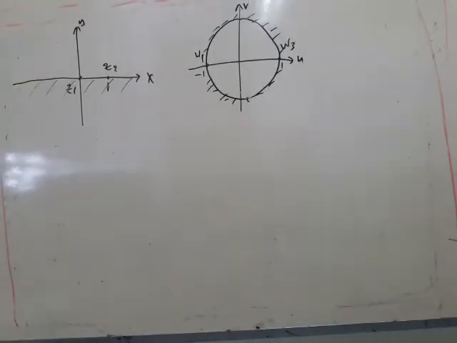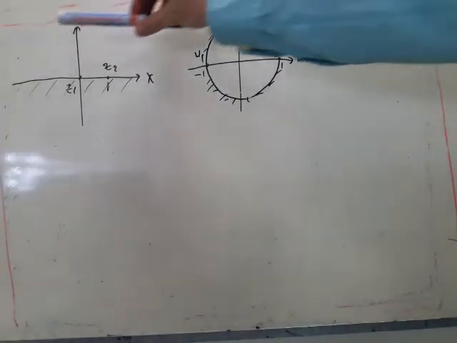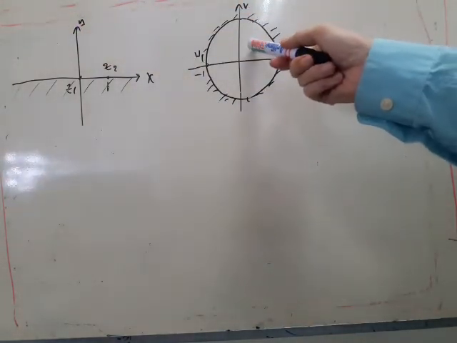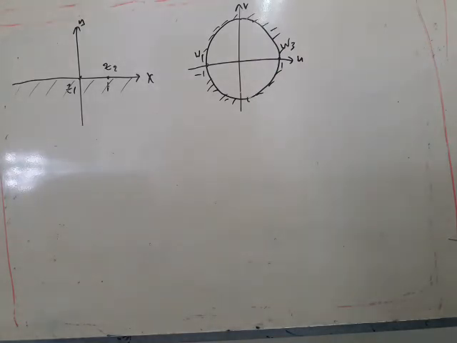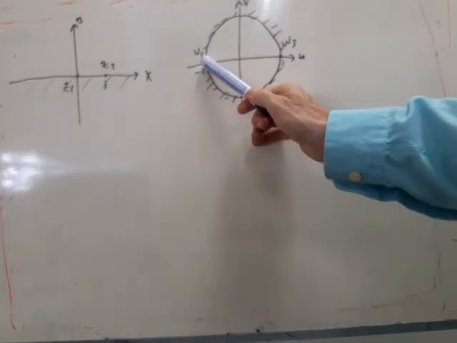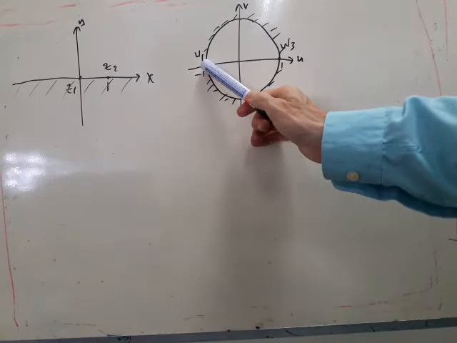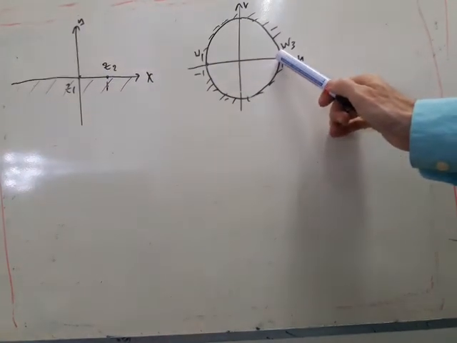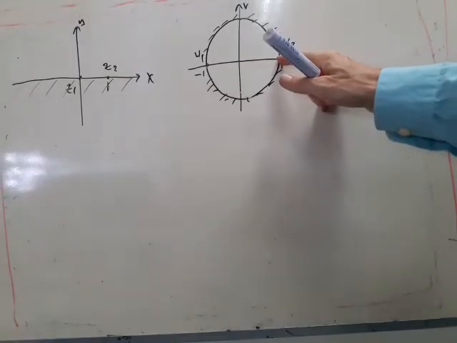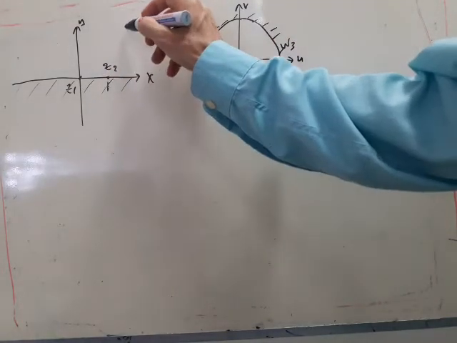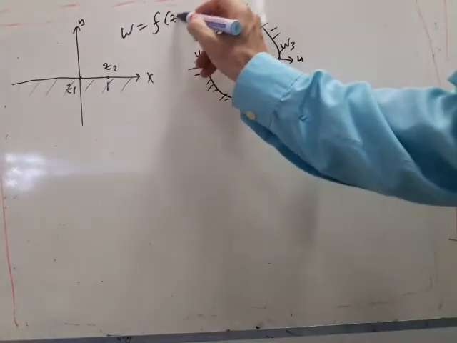So in this example, we want to map the upper half plane to the interior of the unit circle. And we want to do this in such a way that the origin gets mapped to the point -1 on the real line, and the point 1 gets mapped to the point 1.